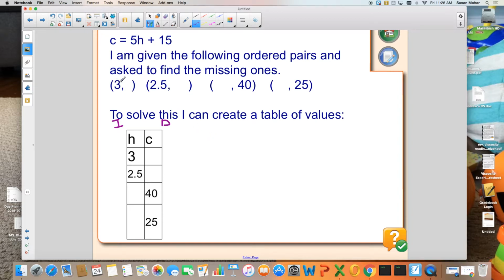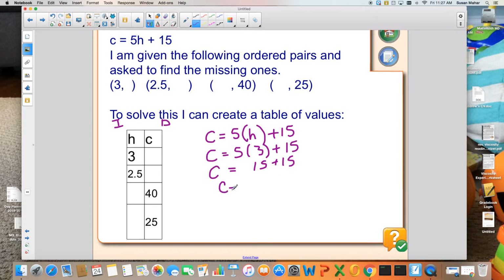All right. Now for the first two, they're pretty easy. I can write out my equation. Cost is equal to 5 times the number of hours plus 15. And here I'm told the number of hours is 3. So the cost is equal to 5 times 3 hours plus 15. And the cost is going to equal 15 plus 15. So the cost of the 3 hour driveway is going to be $30. So I can fill my 30 in over here.